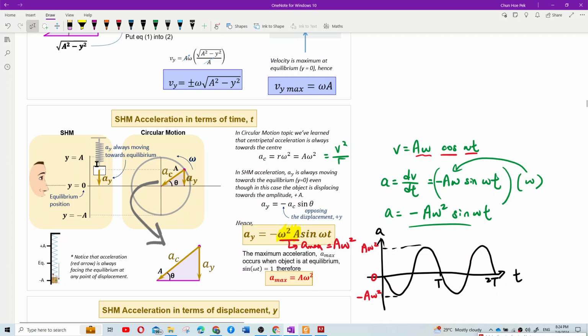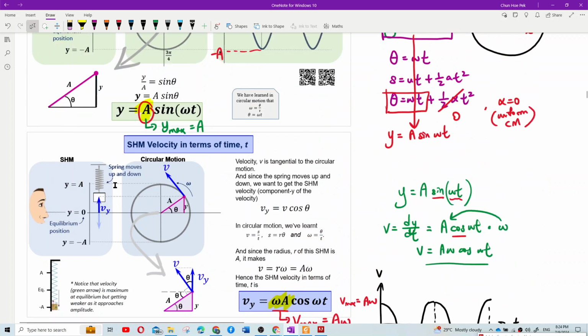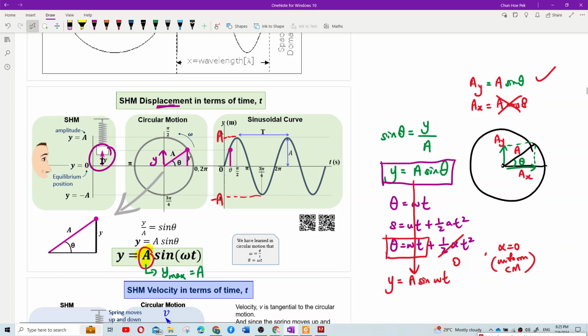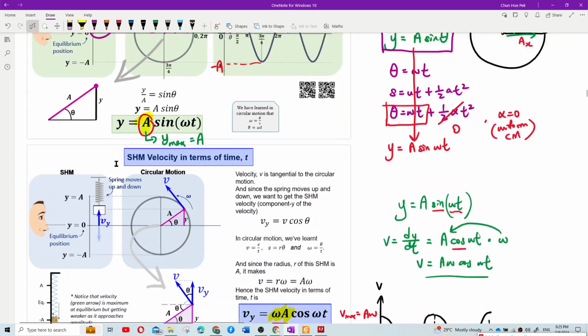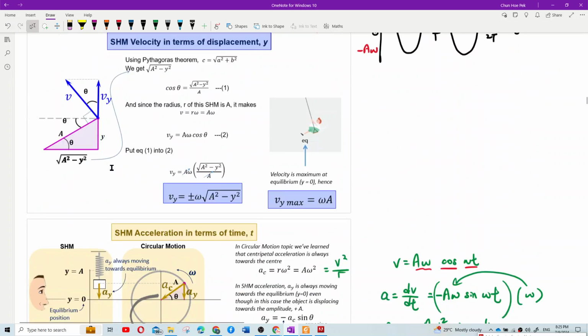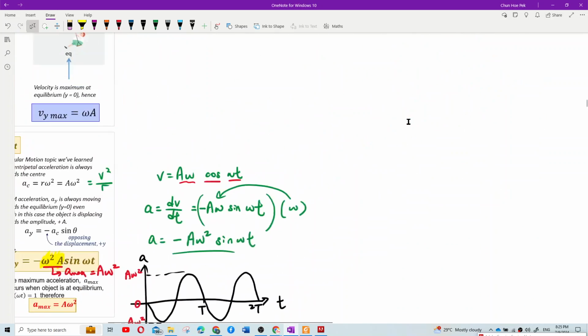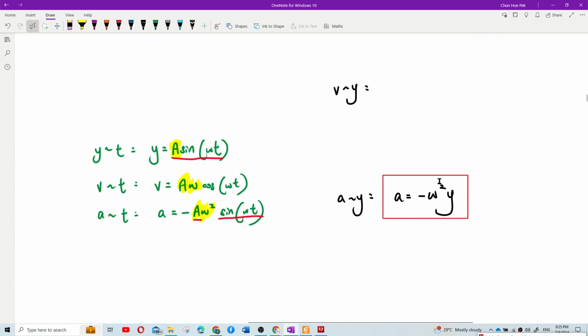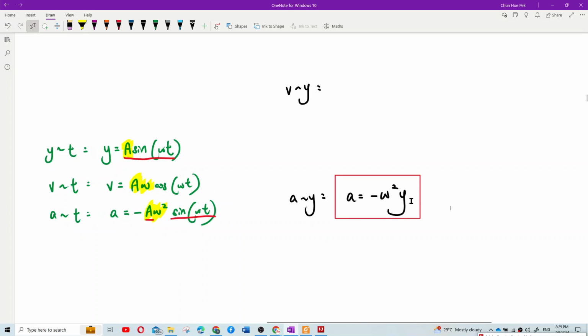The force is downward, so the acceleration is downward, while the displacement is upward. They're opposite. As displacement is upward, acceleration is downward. So that's why a is negative y, opposite but proportional. So this is what we mean by the definition of SHM.